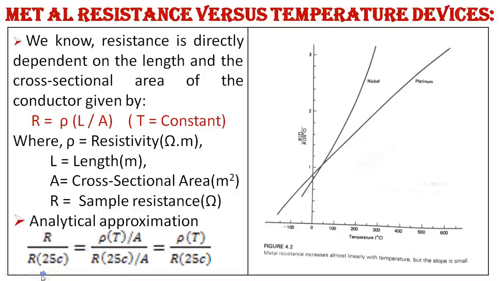So we can get the analytical approximation, R upon R at 55 degrees Celsius equals rho T upon A, so R is R at 55 degrees Celsius upon A, rho T upon R at 55 degrees Celsius. So that is the room temperature. So you will get the resistance versus temperature.